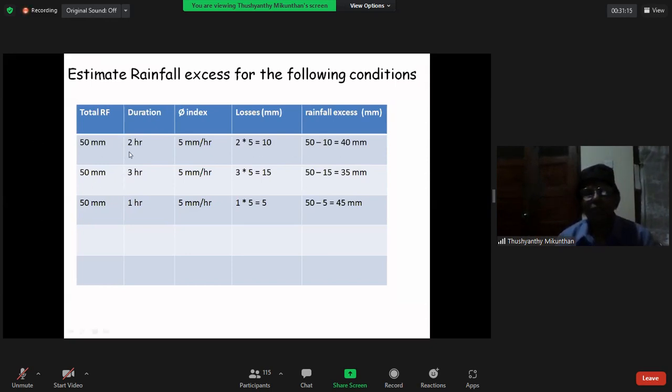First row I did: 50 millimeter, 2 hour duration, phi index is 5 millimeter per hour, then losses 2 into 5, 10 millimeter. So rainfall excess is total rainfall minus losses, so 40 millimeter. Here initial loss is negligible, they didn't give it, so don't worry, do the continuous loss.